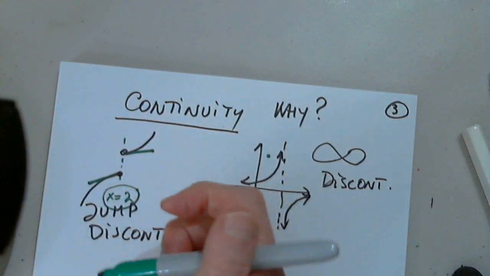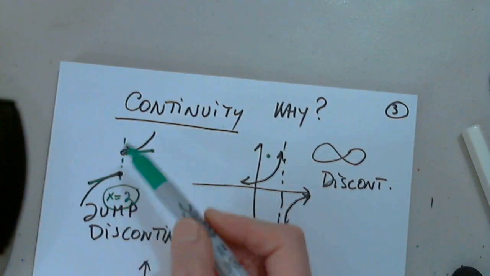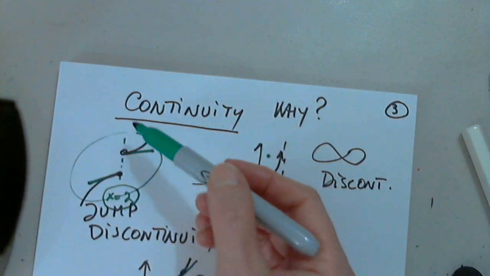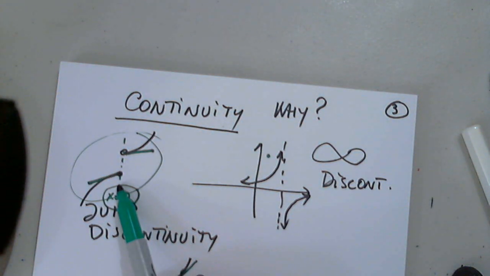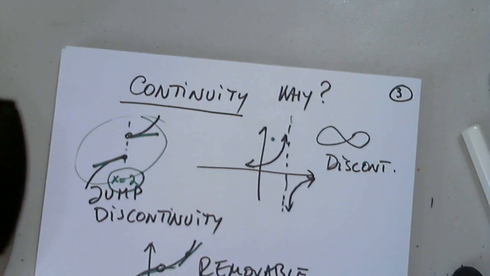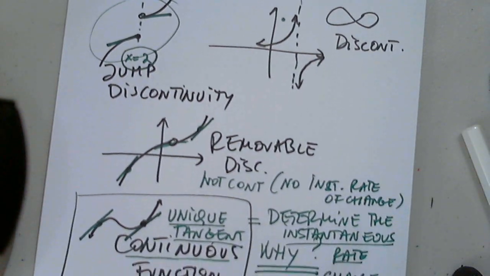Same here. Two rates of change. No, that's not possible. I can't have at this point two rates of change. So that's why I don't have a unique rate of change. And here again, the same thing. When the function is not continuous, there is no unique rate of change, no unique tangent.